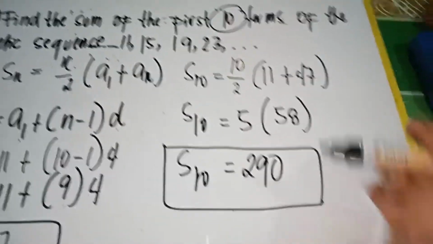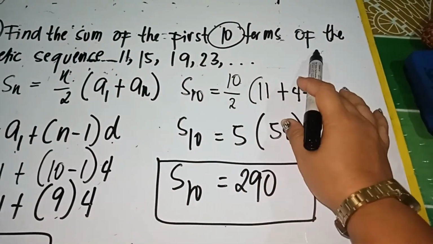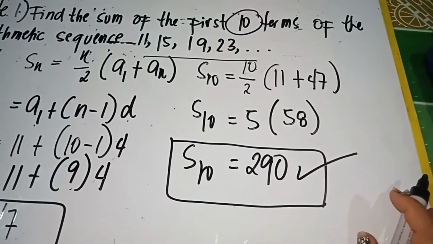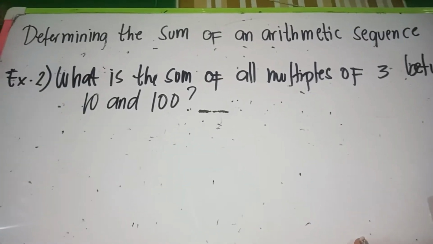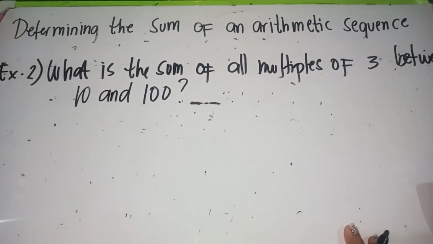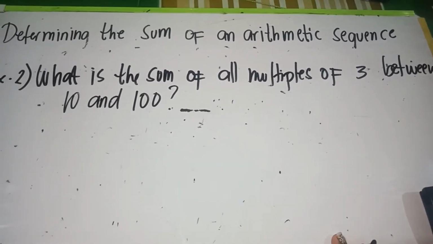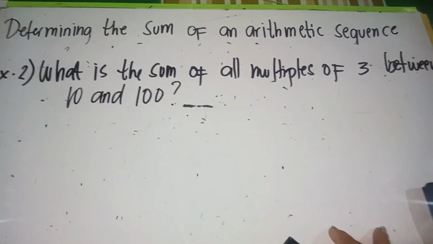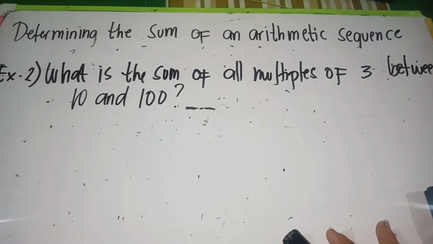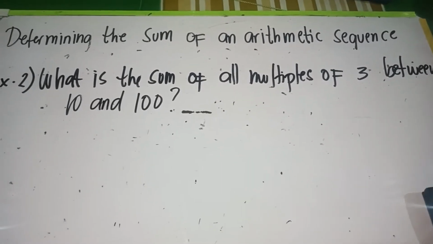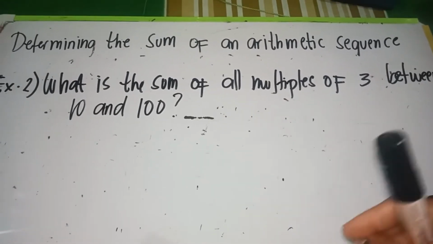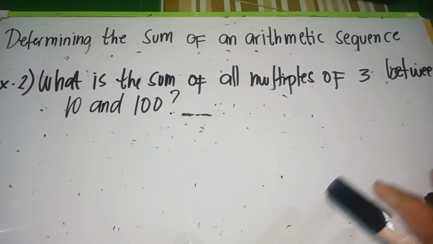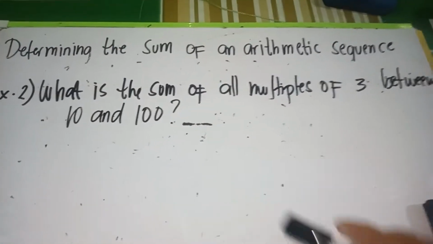So, therefore, the sum of the first 10 terms given this arithmetic sequence is 290. Now, let's proceed to our example number 2. What is the sum of all multiples of 3 between 10 and 100? So, we should analyze the given first before we proceed to our solution. It says here, what is the sum of all multiples of 3 between 10 and 100?